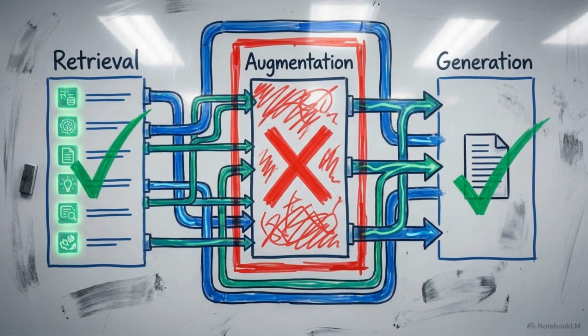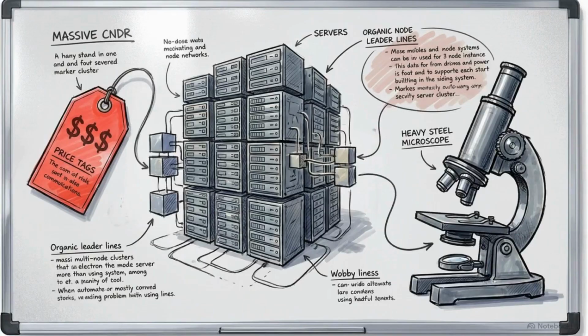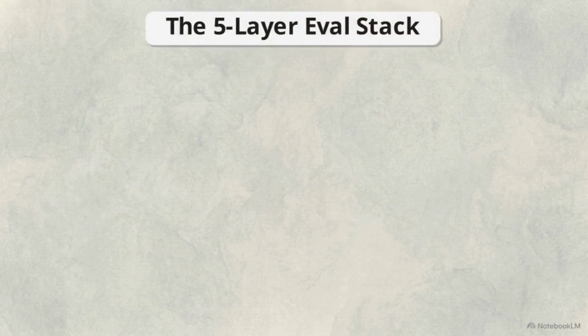Comprehensive evaluation requires two environments: offline testing before deployment and online monitoring in production. This requires balancing economic trade-offs. Offline evaluation uses expensive, capable models to catch regressions, while online monitoring uses cheaper, faster models to handle live traffic. These assemble into the 5-layer eval stack.